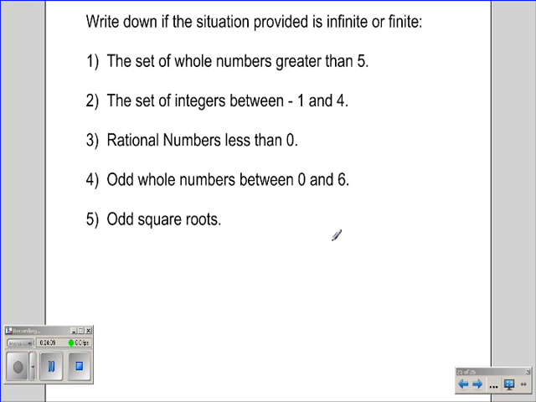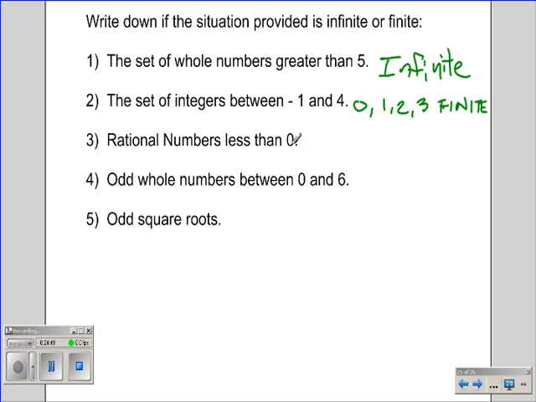Coming back right now. The set of whole numbers greater than 5, infinite or finite, that set of numbers is most definitely going to be infinite. If I think about the whole numbers greater than 5, I just begin counting 6, 7, 8, 9, and to infinity. The set of integers between -1 and 4, I can write those down. That would be 0, 1, 2, and 3. I can count that set, therefore it would be finite.